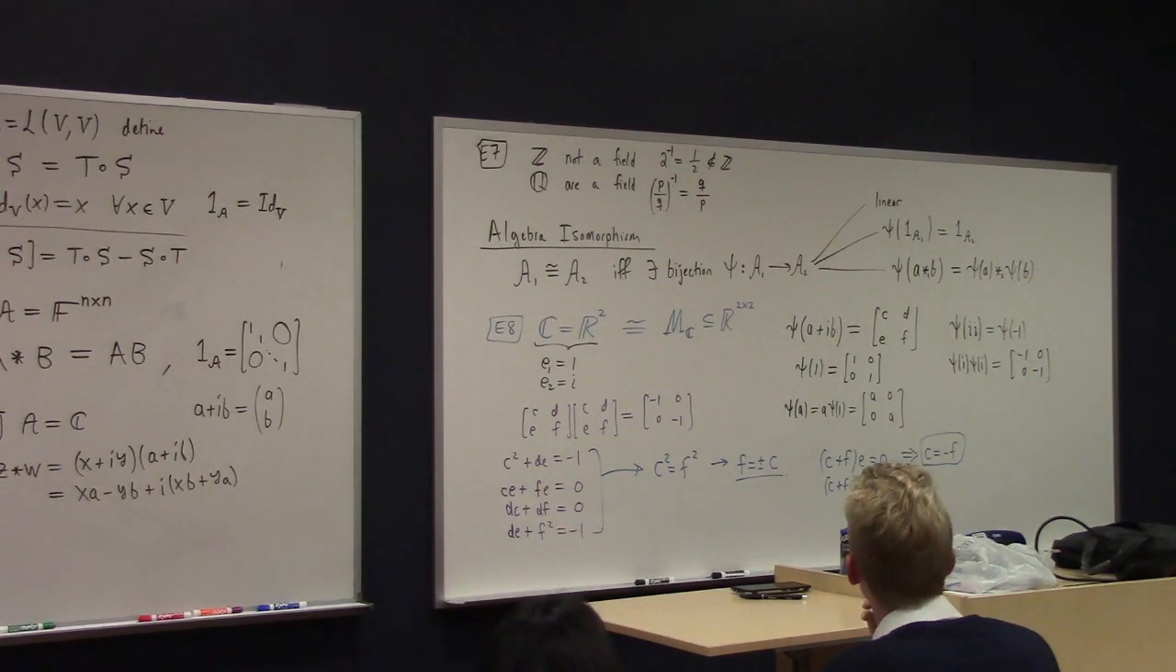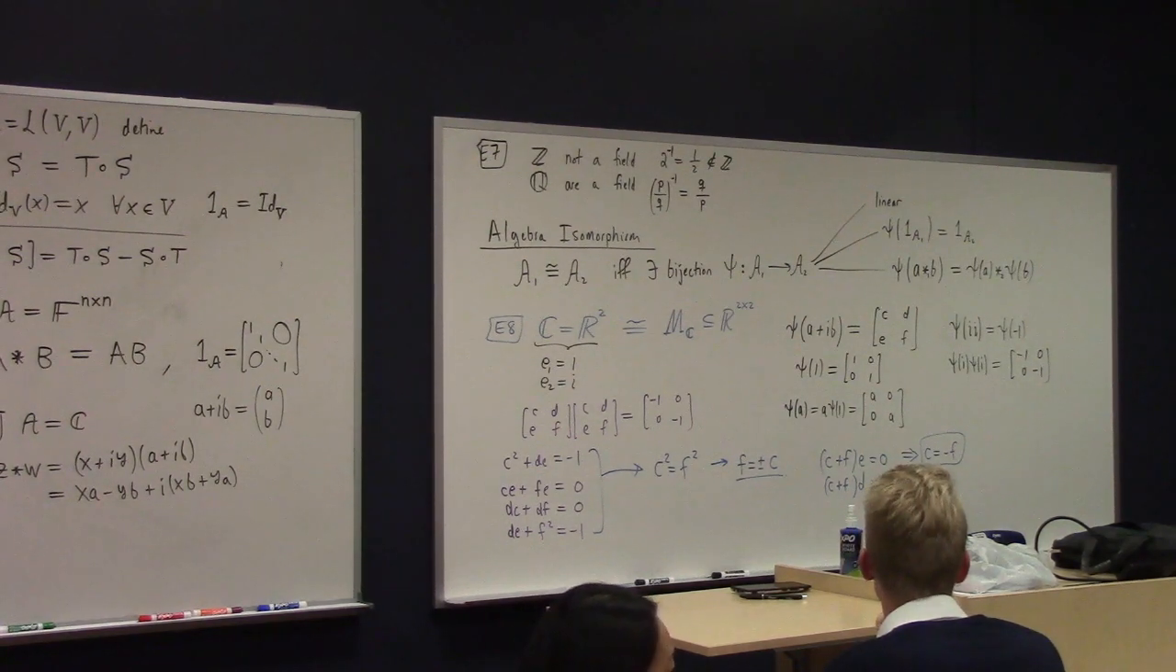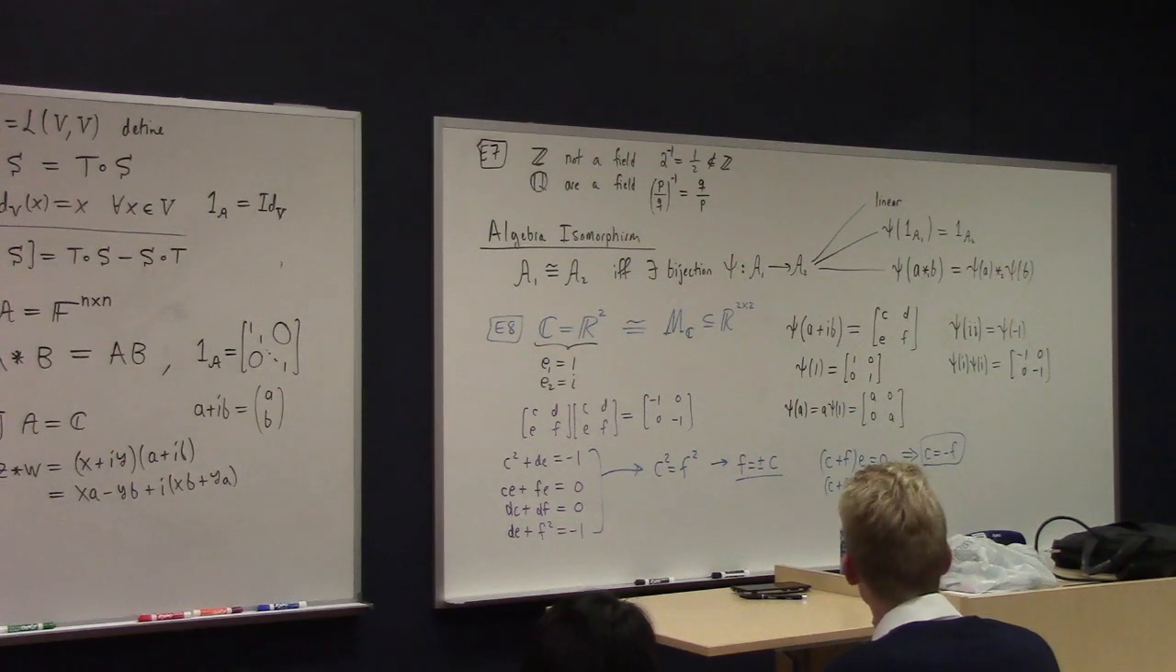Oh, I'm a dummy. So let's see here. If C is equal to minus F, what else do we have? We have... I'm sorry, I'm thinking about this problem wrong. Let me show you guys.